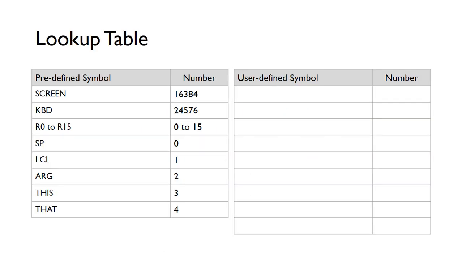So we'll now look at an example of assembly when we've got symbols. The first step is to create a lookup table. We can see the table on the left here contains all the predefined symbols and the numeric equivalent, and then we've left a blank table at the side for any user-defined symbols, so we can add those in as we go through the code.